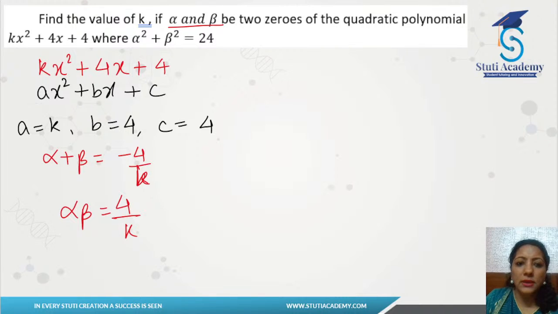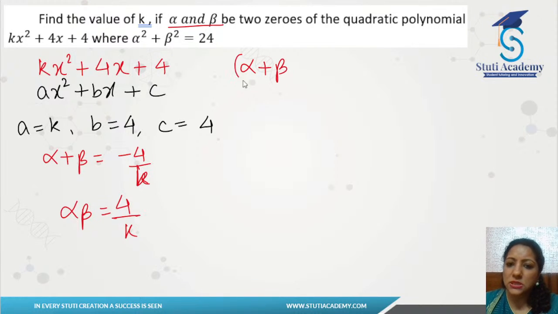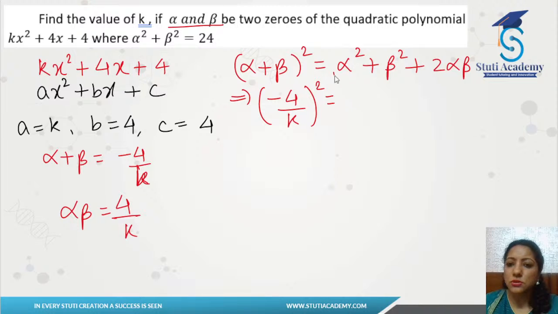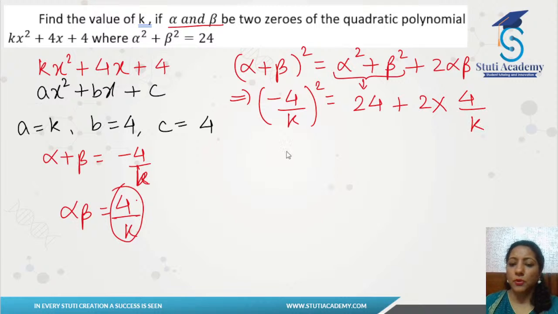Now the next step is, we already know alpha square plus beta square is equal to 24. So now if I take alpha plus beta whole square, this can be written as alpha square plus beta square plus 2 alpha beta. We know alpha plus beta equal to minus 4 upon k. So we are going to put this value here. We'll get minus 4 upon k whole square. And we also know alpha square plus beta square is 24. So I'm going to replace this by 24 and 2 times alpha beta. That is the product of roots. Alpha beta, we know it's 4 upon k. So we'll write it as 2 times 4 upon k.